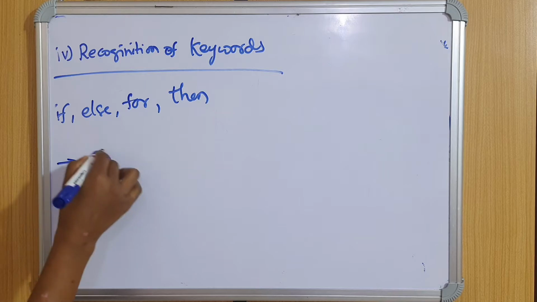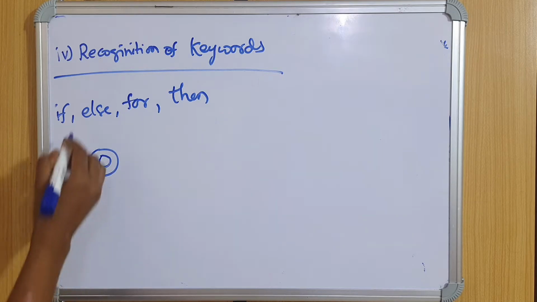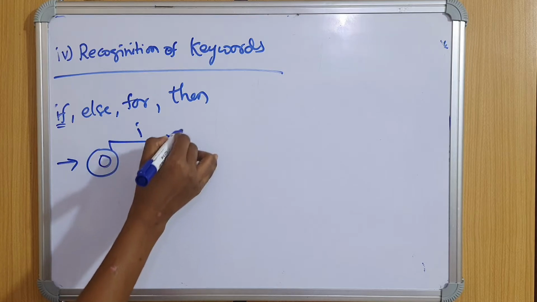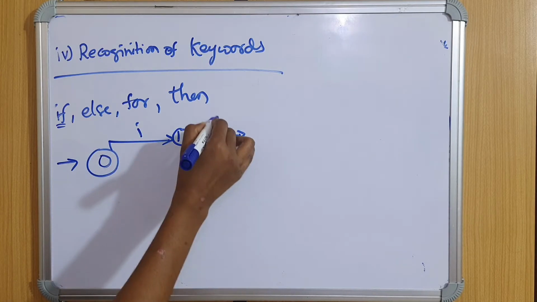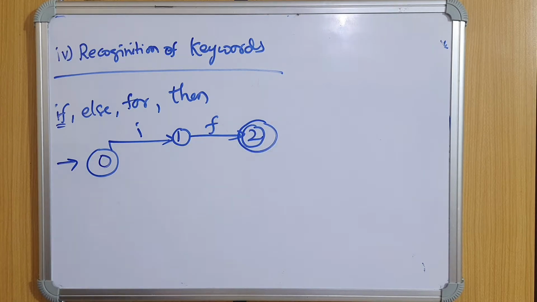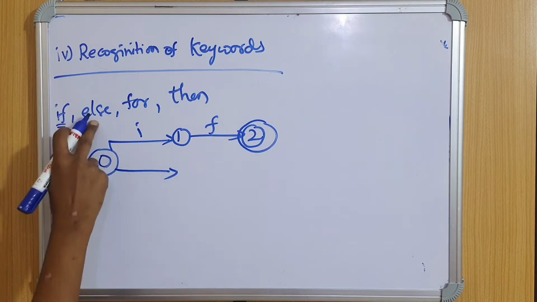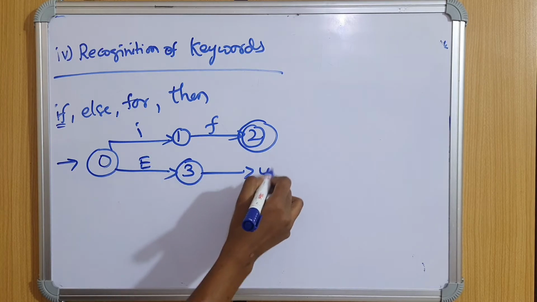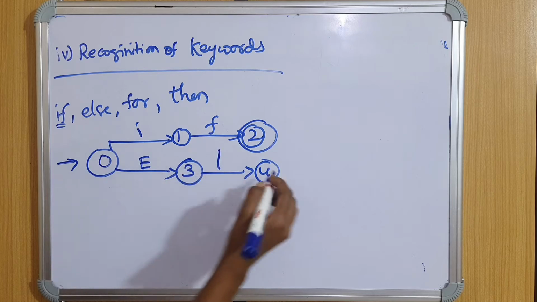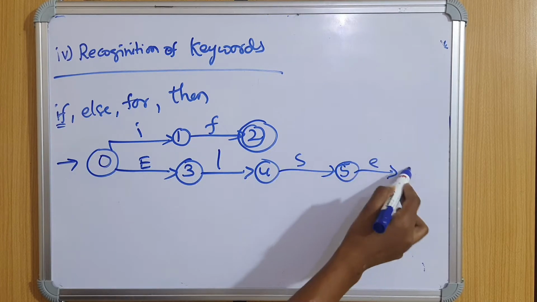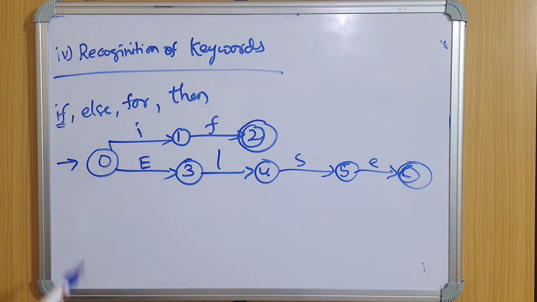0 is the initial state. Now take if. It will move to the first state. Next F, second state. This is the final state. And next one, else. E, 1, 2, 3. L, S, 5. E, 6. This is the final state.